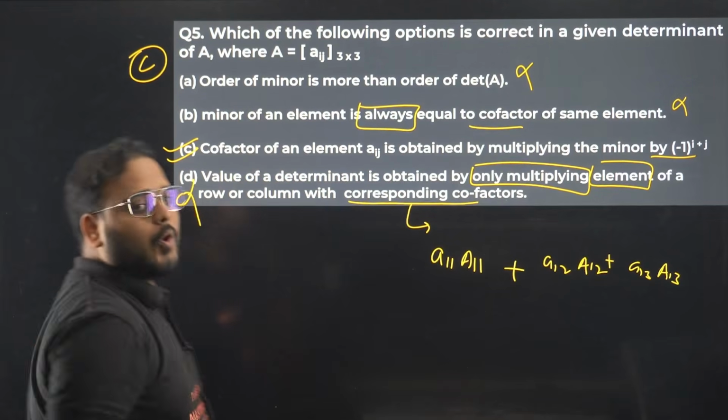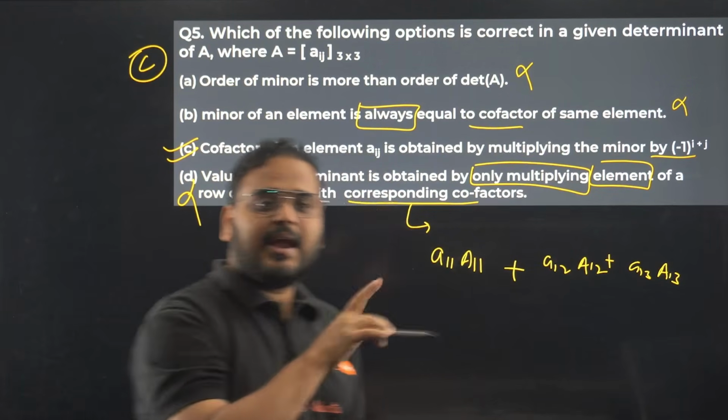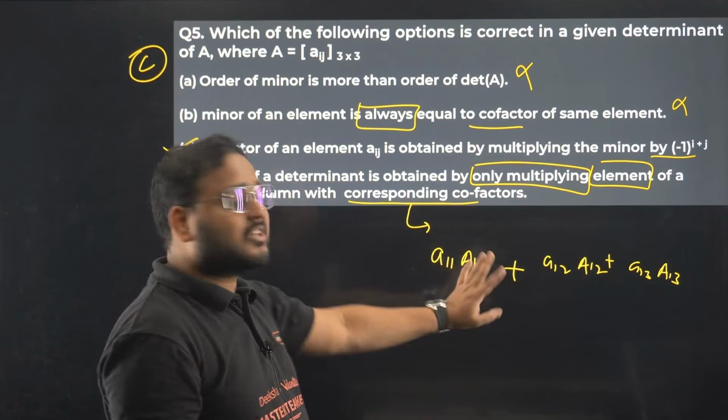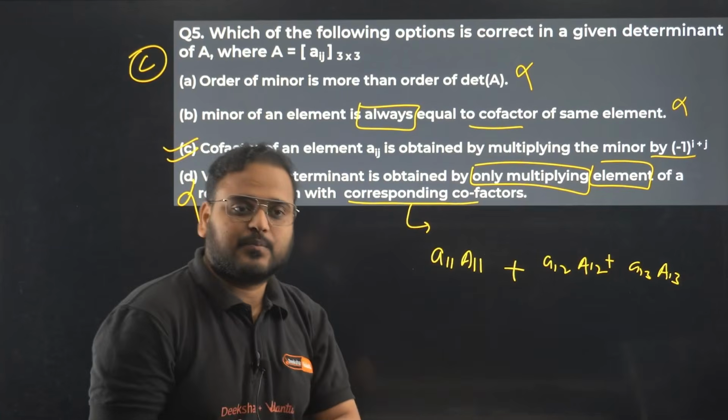Getting my point? Option C is the only right option. Options A, B, D are wrong because this one is also wrong. You check here. Only multiplication is not true. You have to add them as well. Question number 5 is done.